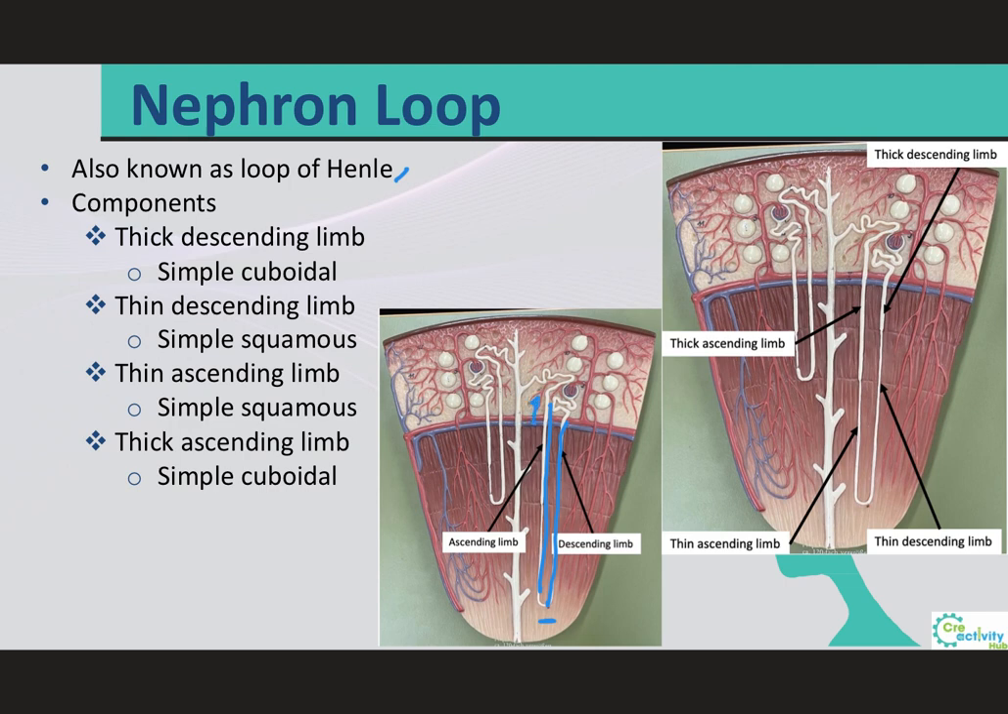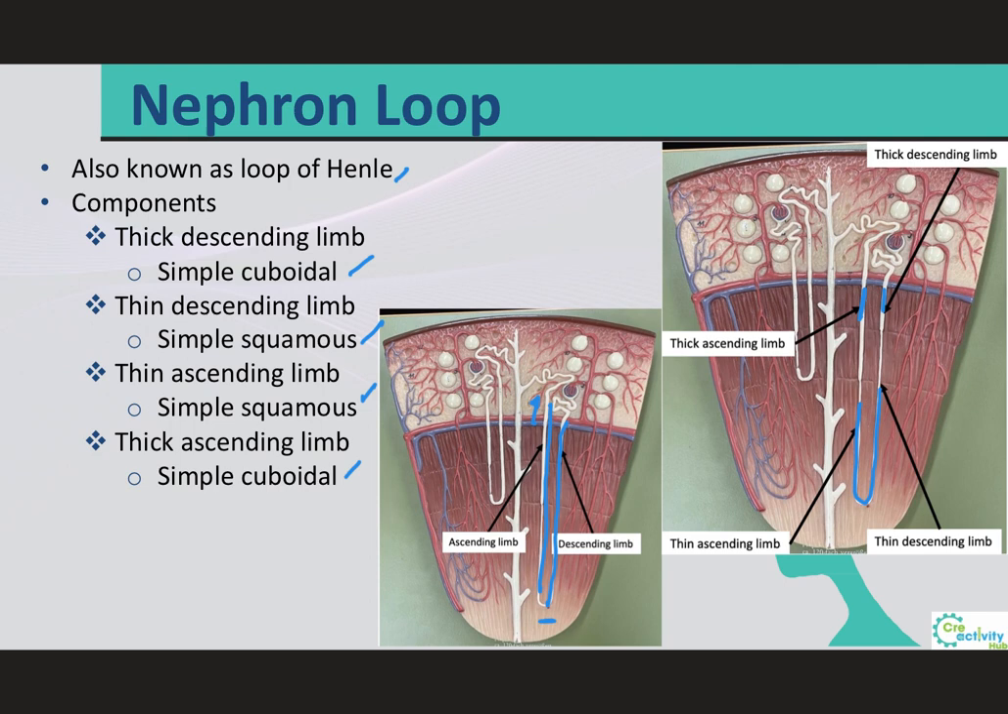Notice how the descending and ascending limbs have a thick and a thin portion. The thicker portion is proximal to the cortex, whereas the thinner portion runs continuous in the medulla. This means that the thick loop is made of simple cuboidal epithelium, and that the thin portion is made up of simple squamous epithelium. So when you hear this, what is this telling you?